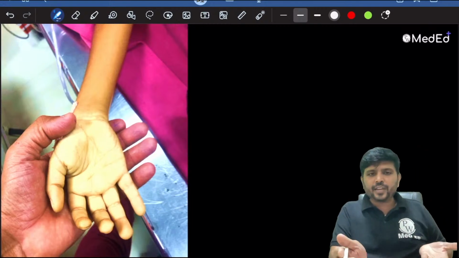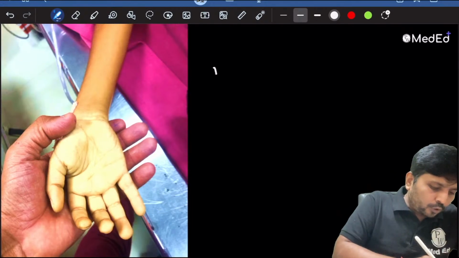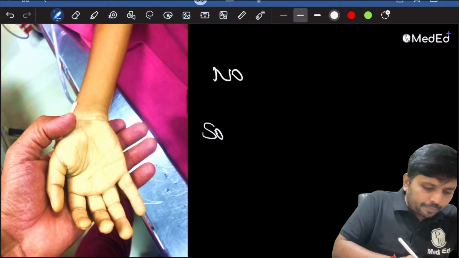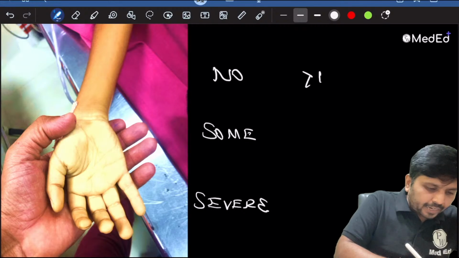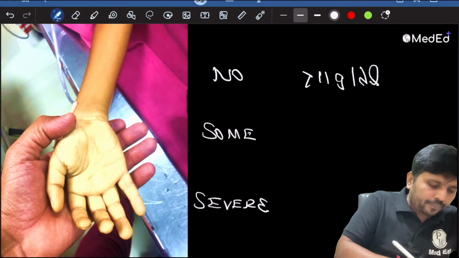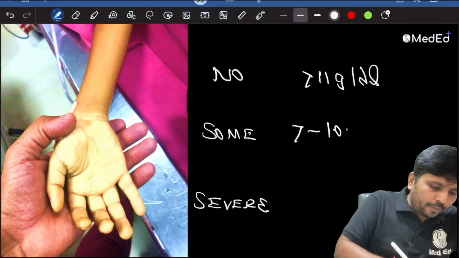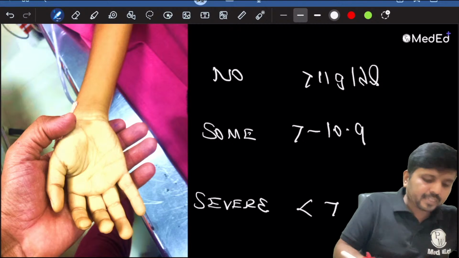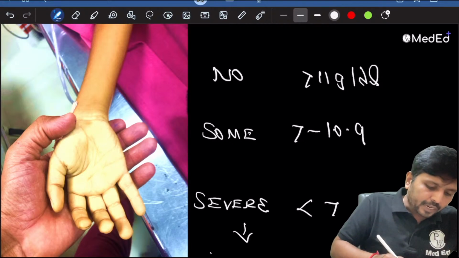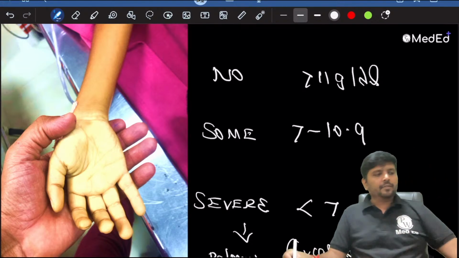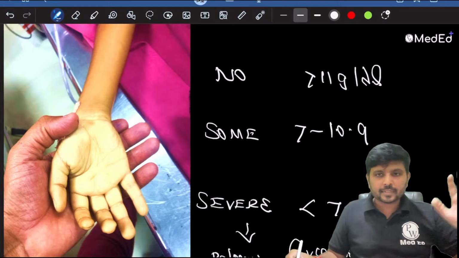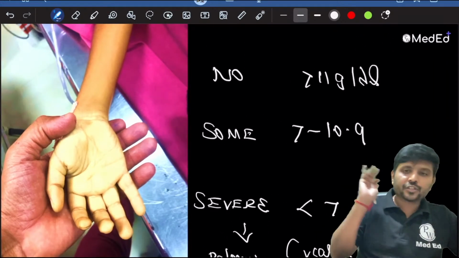Milestones. Again, this we already saw now. No palmar pallor, some palmar pallor, severe palmar pallor. No means more than 11 grams per deciliter. Some means 7 to 10.9. Severe means less than 7. Severe means it involves palmar creases. Okay, right.